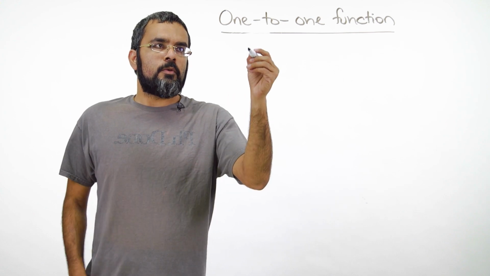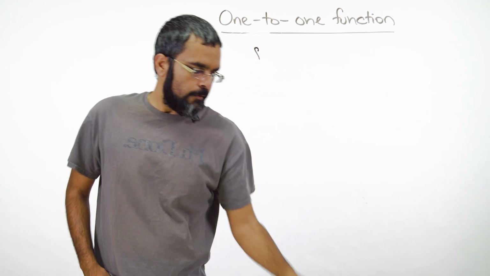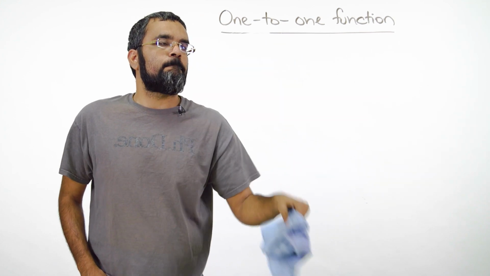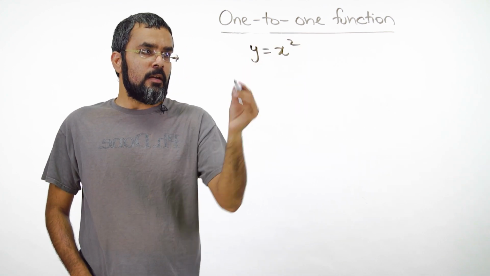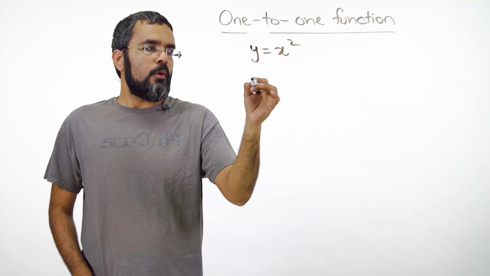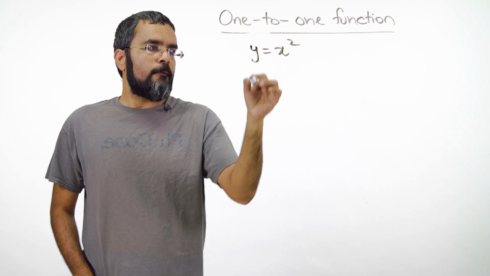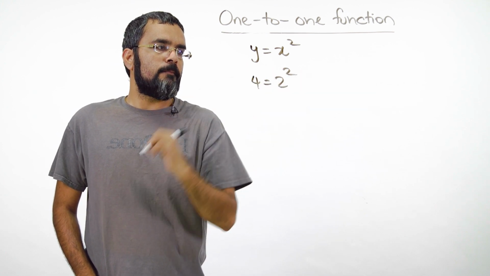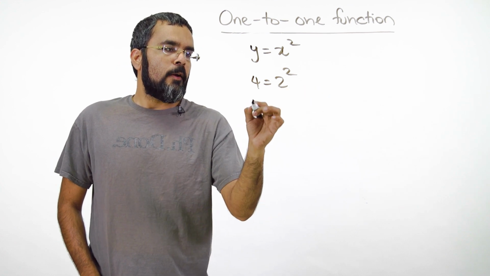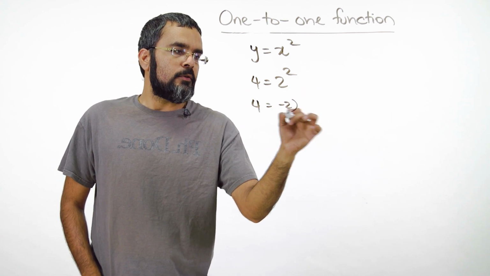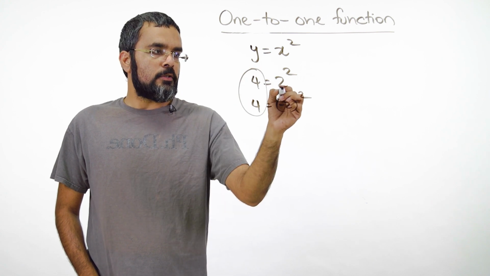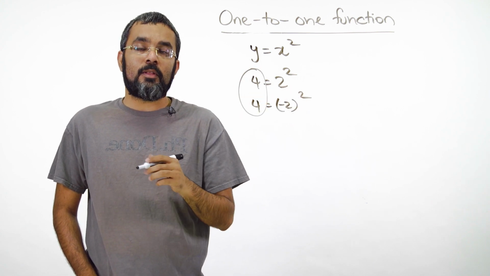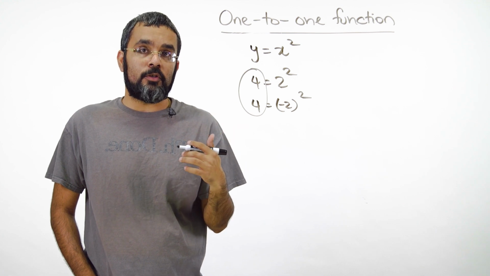Let's think about a different one, right? So think about the function y equals x squared. Okay, so I know that the point 4 is 2 squared, right? And the point 4 is also negative 2 squared. So I look at the y value here, which is 4, it corresponds to 2 and negative 2, right? So that cannot be a one-to-one function.